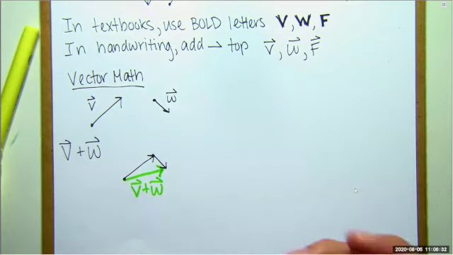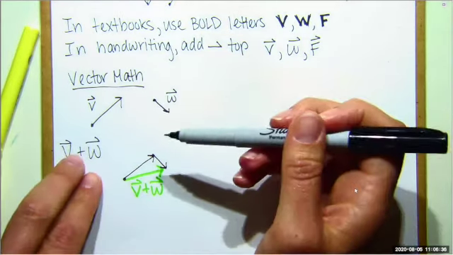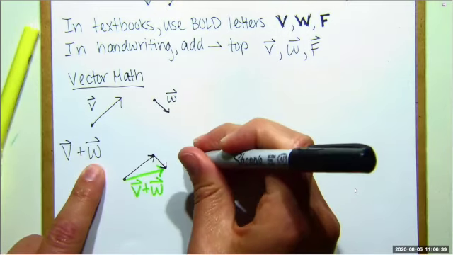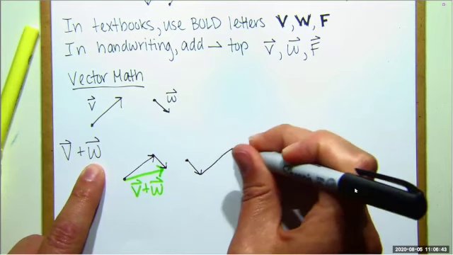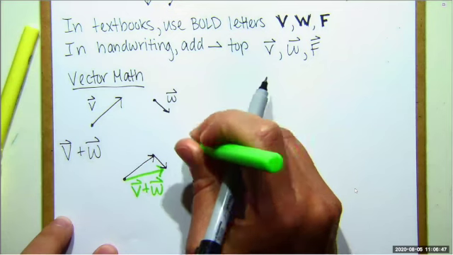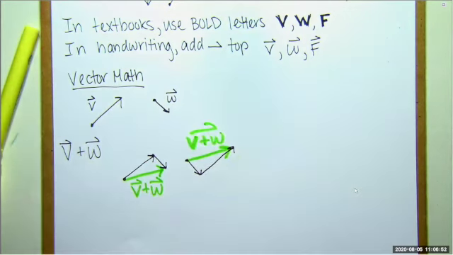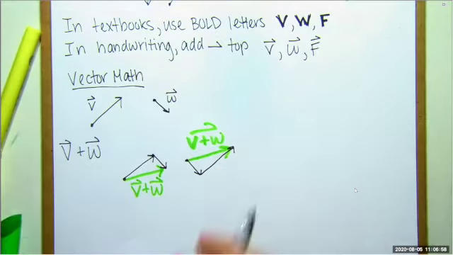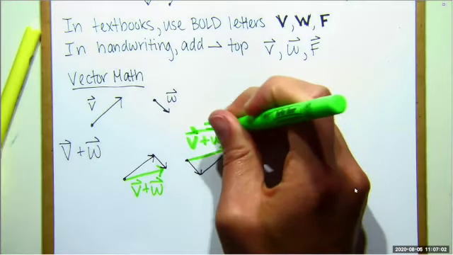Now, you might be wondering, does it matter what order that I put these in? And the answer is no. So V plus W, if I do this in the opposite order, I could draw W first, and then I could draw V. This resultant vector is V plus W, and it should look just like that vector. Oops, I put my little hats on here funny. This is V plus W.